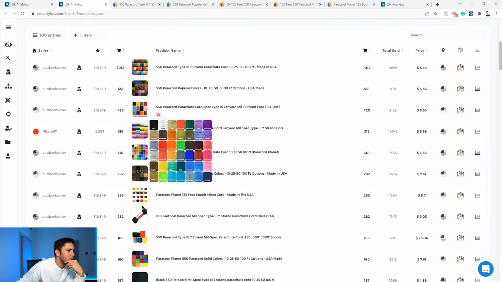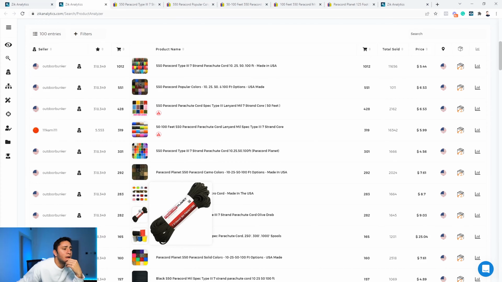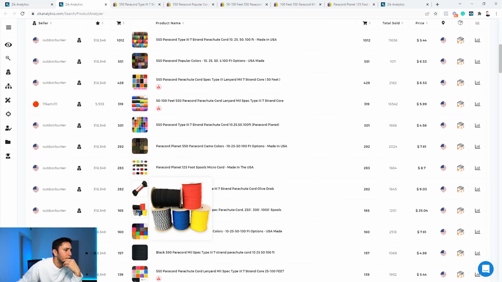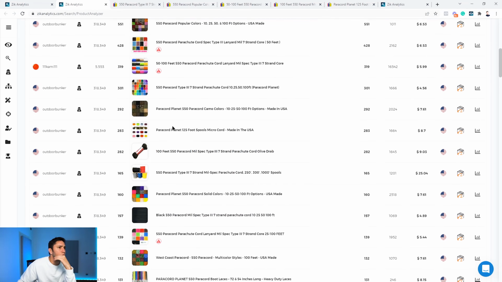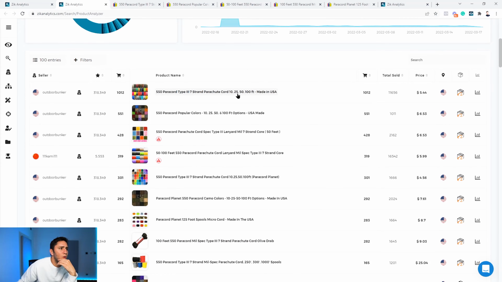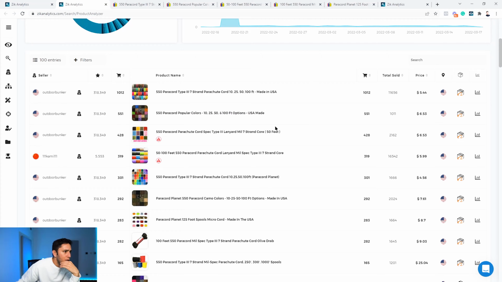And there's another way to display it, with another type of colors. This is another way of packing the rope and displaying it, right? Another way to display it with rolls. So I start to understand that this product is sold in different lengths. The top one sells 10, 25, 50, and 100 feet. The second listing is also 10, 25, 50, and 100 feet, and also in different colors, right? It's multi-color, basically. So slowly, I start to understand which listings are dominating and what type of multi-variation listings are working.